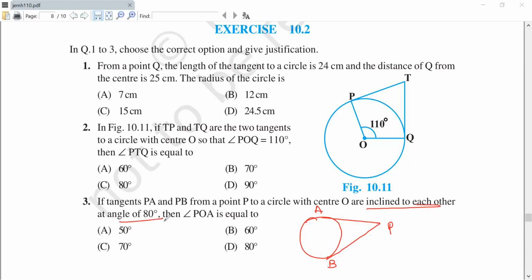Which angle will that be? Inclined to each other at an angle of 80 degree. Which angle will that be? Angle APB. This inclination to each other, what is the angle? So this is 80 degree. Can you find angle POA? POA, can you find?